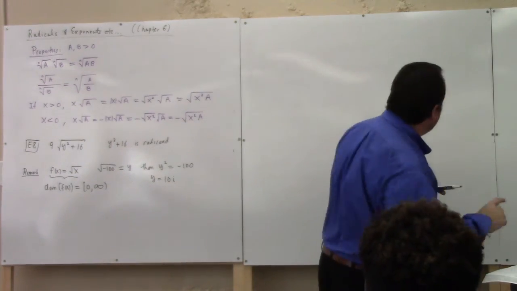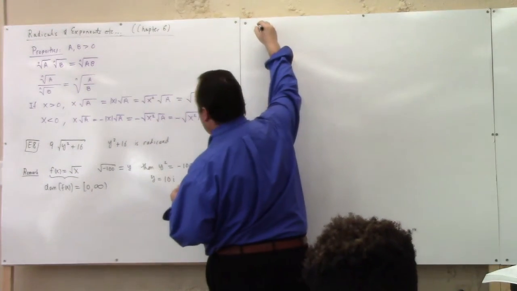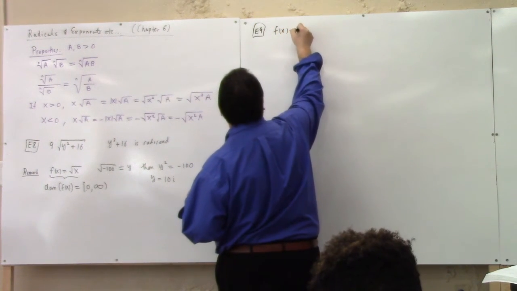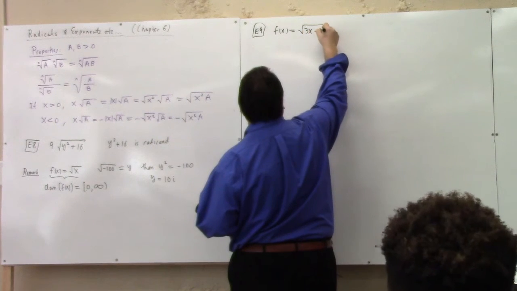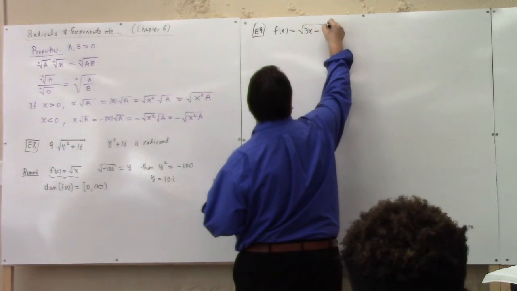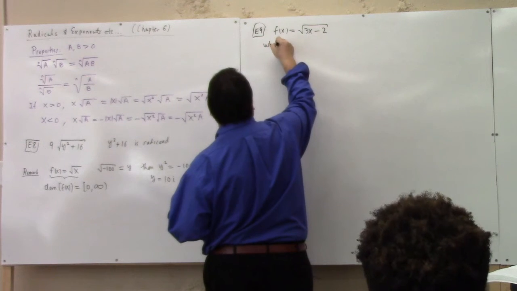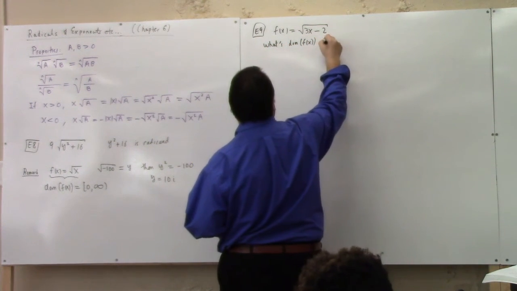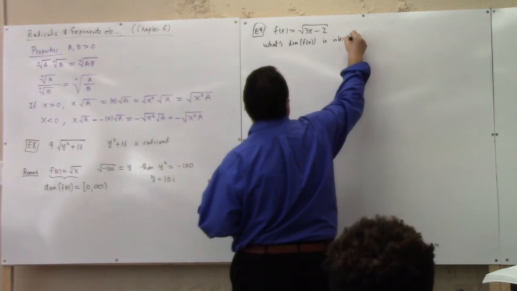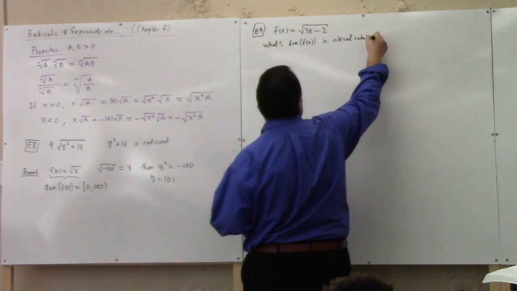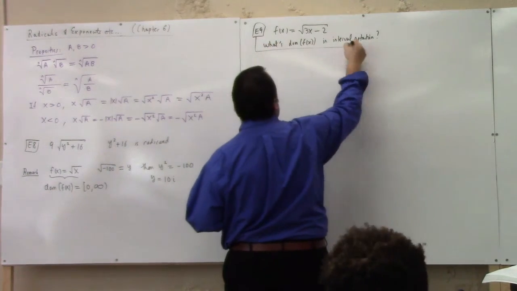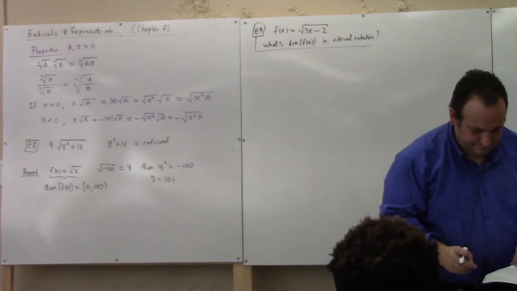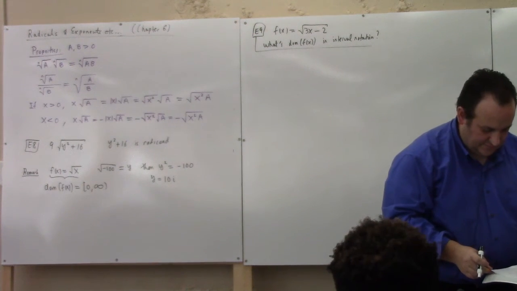So in this vein, you guys tell me, what's the domain of the function f of x equals the square root of 3x minus 2? What's the domain, in interval notation? Can you guys figure that out? No?